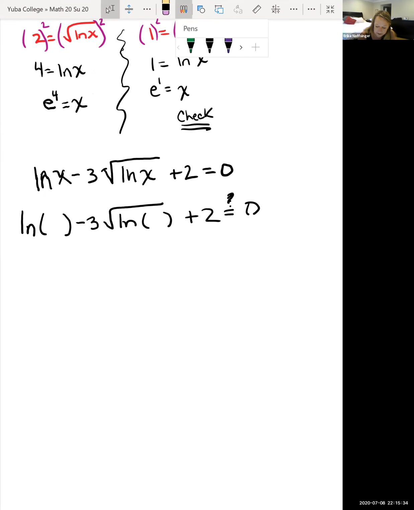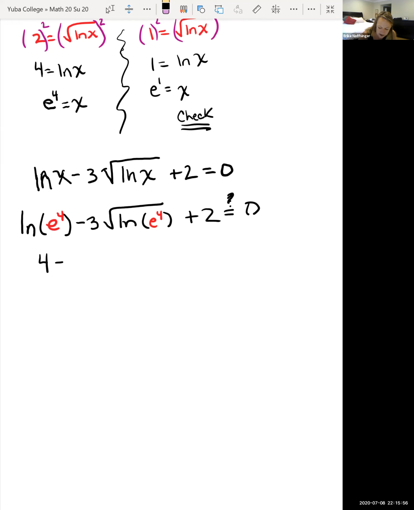What are we doing? We're going back in and plugging in e to the 4th. Okay, so natural log of e to the 4th is asking, e to what power is e to the 4th? Well, e to the 4th power is e to the 4th, so this is just 4.